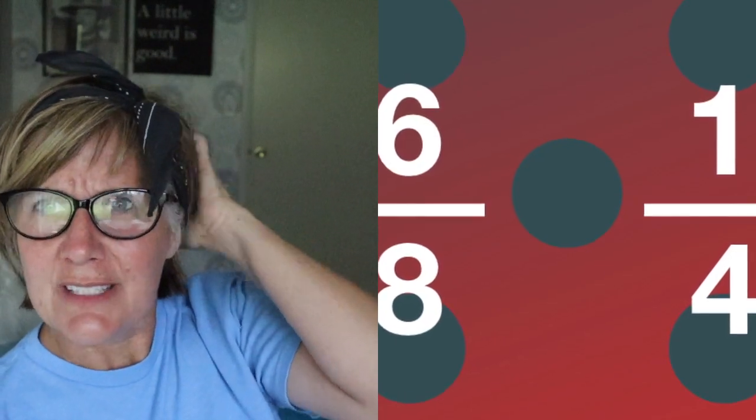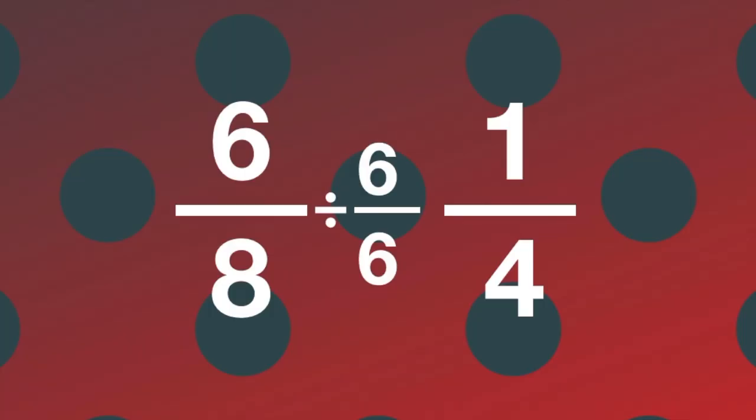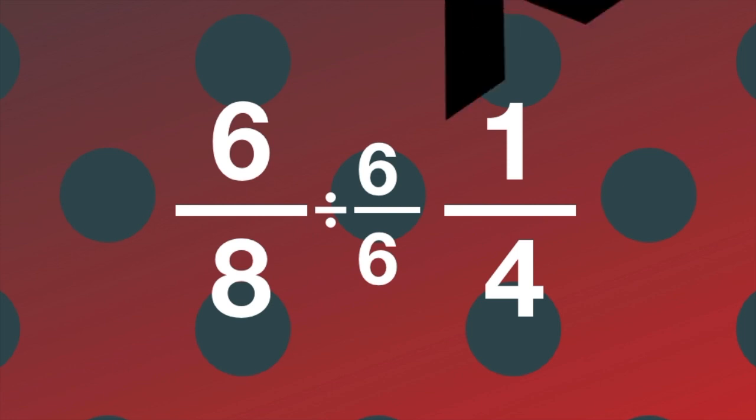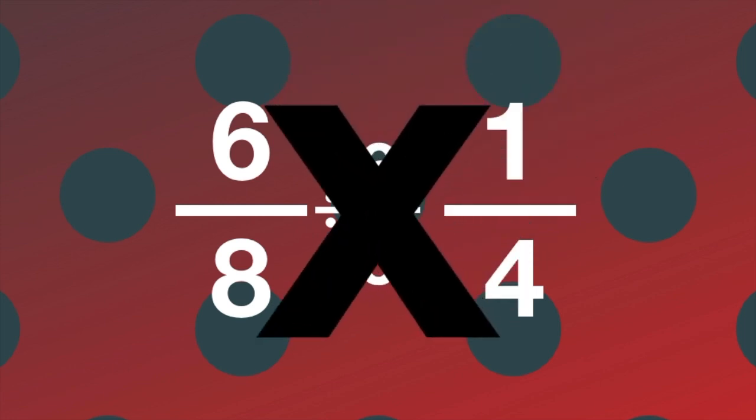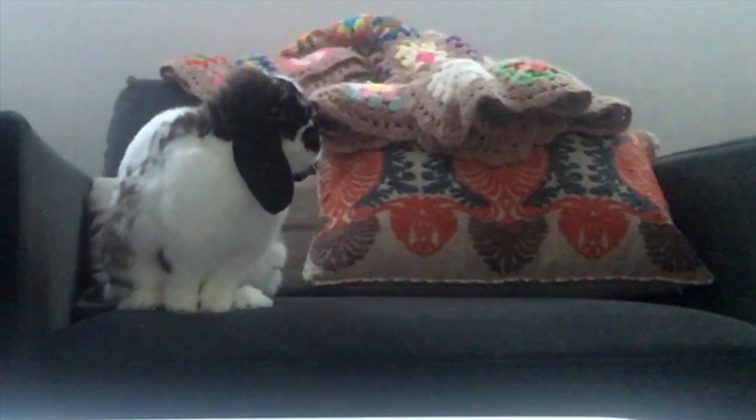Hope you're not scratching, because those are not equivalent. 6 divided by 6 will get us to 1, but will 8 divided by 6 take us to 4? Nope, then they're not equivalent. If you can't divide the numerator and denominator by the same number, then you're not going to get an equivalent fraction. I hope that helps you to understand equivalent fractions.